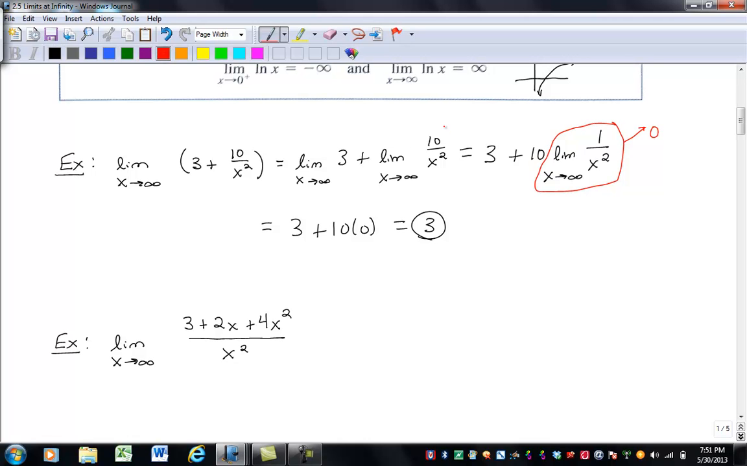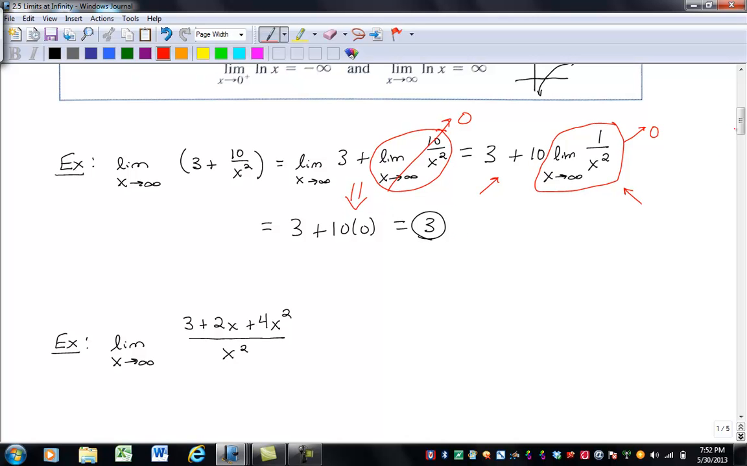I would have been okay if right here you realize that limit goes to 0. This step here you didn't necessarily have to write. You could have gone from here to there and solved the problem.